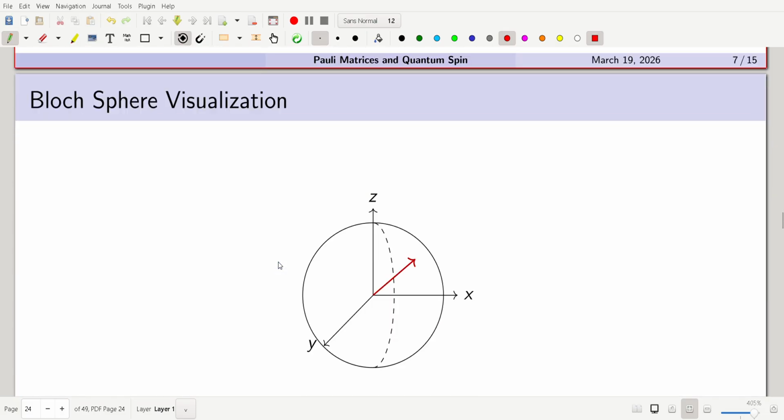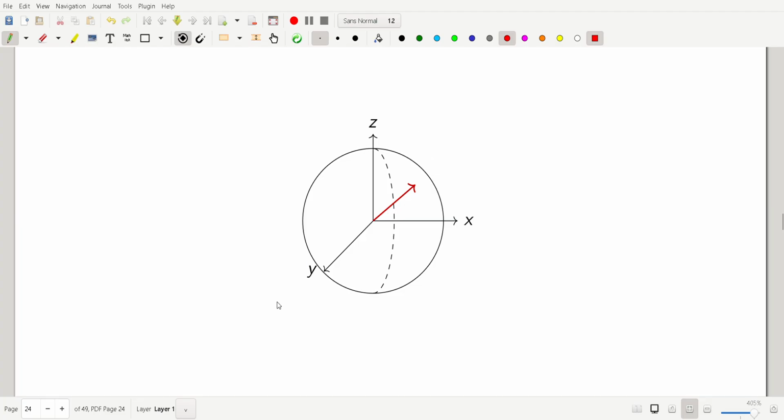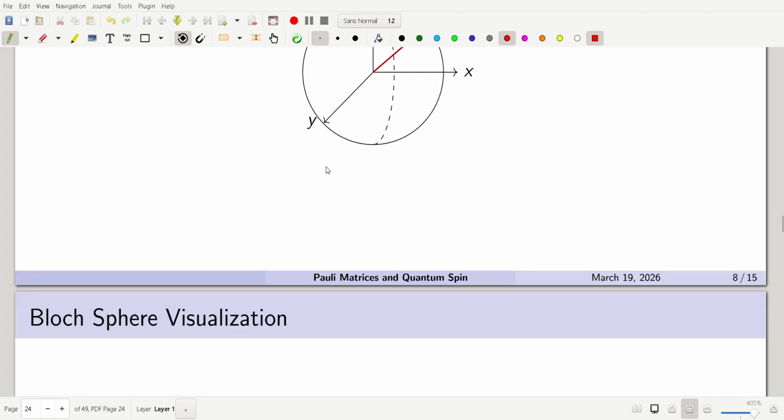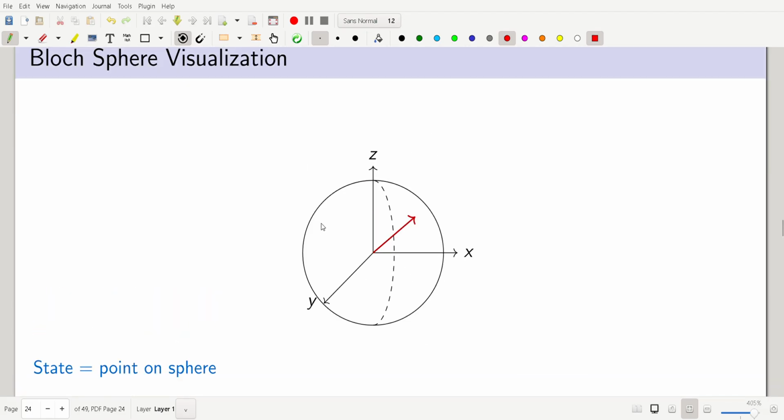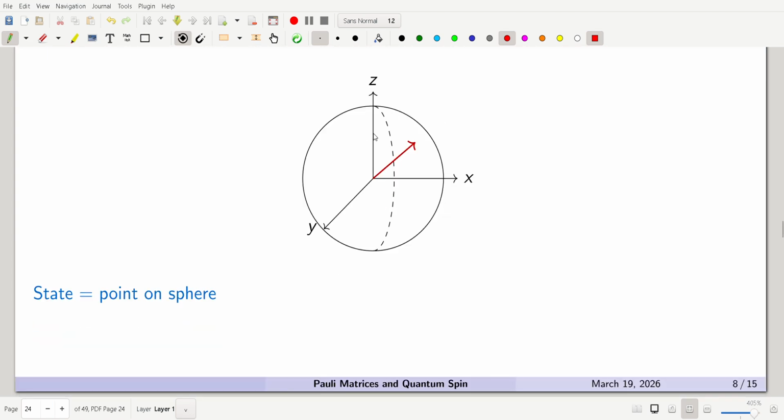Below is the space visualization, where you can see x, y, z. Here you can see the state, basically a point on the sphere. So where there is a point on the sphere, we call this the state.